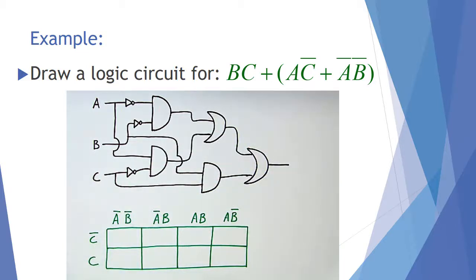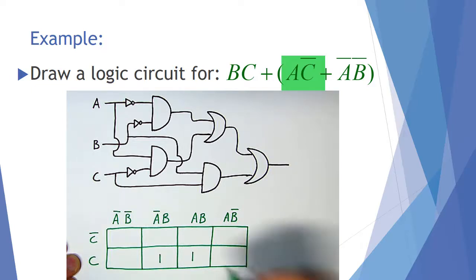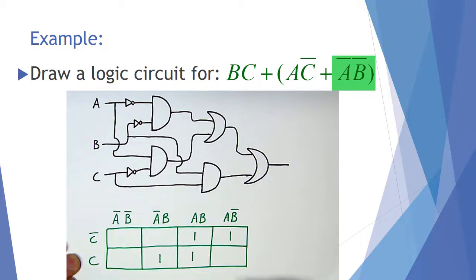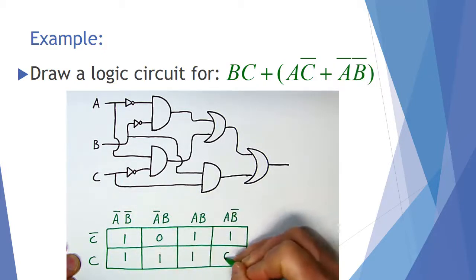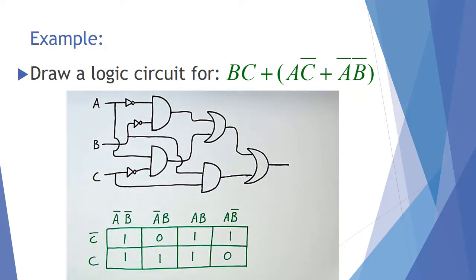Now if we go look at our original expression, we had BC. That means that we're going to have ones here and here. We have AC naught, which means we're going to have ones here and here. And we have A naught B naught, which means we're going to have ones here and here. Zeros everywhere else. Now, what's the best grouping we can do on our Karnaugh map here?